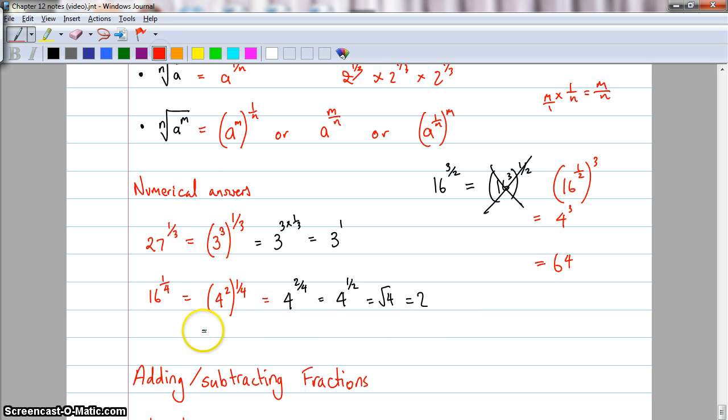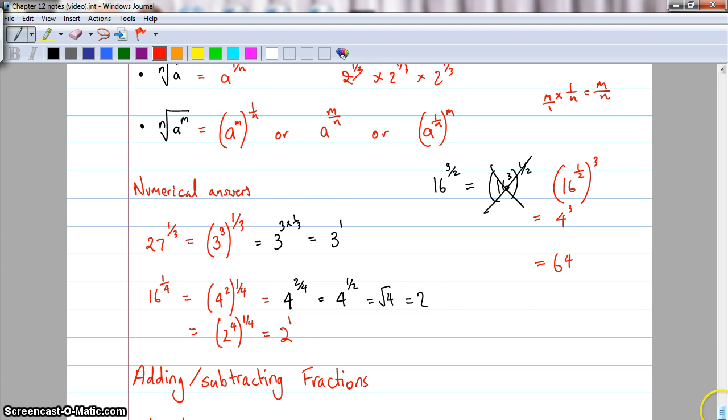Now doing it the way that I was going to do it in the first place, it's going to be 2 to the power of 4, all to the power of a quarter. And then when you've got the brackets, you can multiply the powers, so that becomes 2 to the power of 4 times a quarter, which is just 1, which is the same answer as over there.